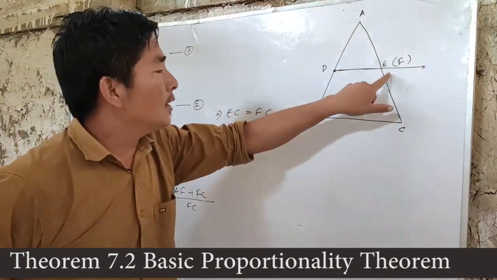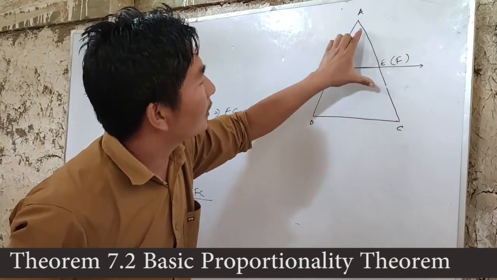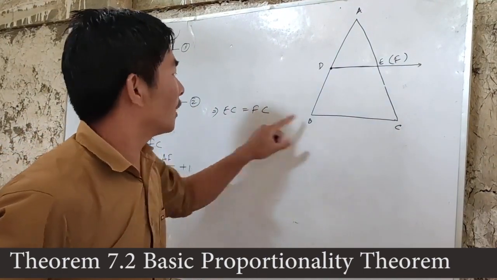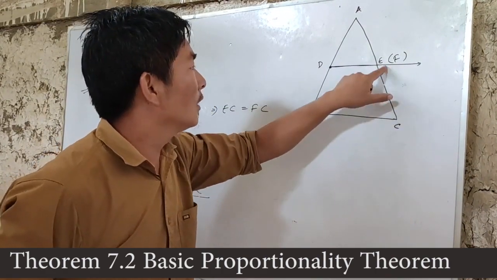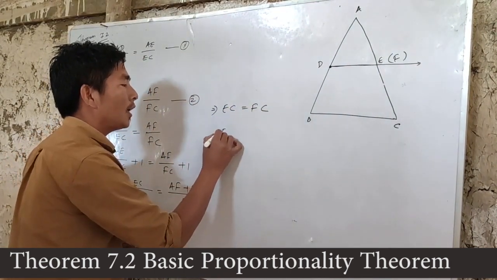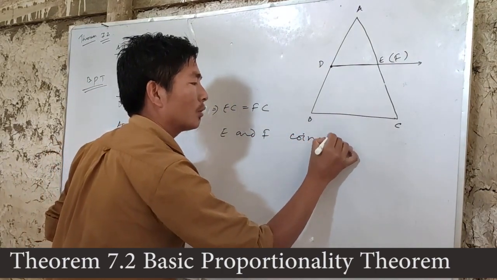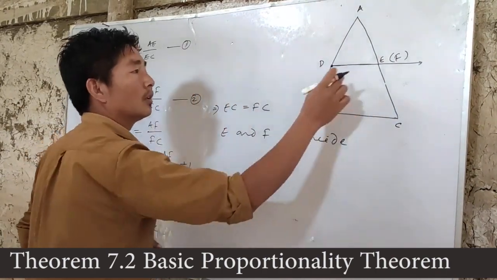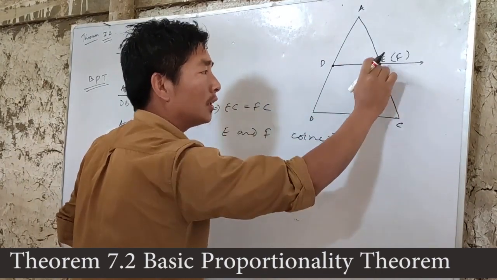Now, since EC and FC are on the same line, that is on the same side AC, EC can also be read as CE. So if CE is equal to CF, which are on the same line, then automatically it follows that E and F coincide. In other words, E and F are nothing but the same point, that is the point E.